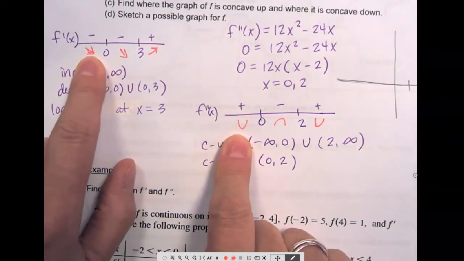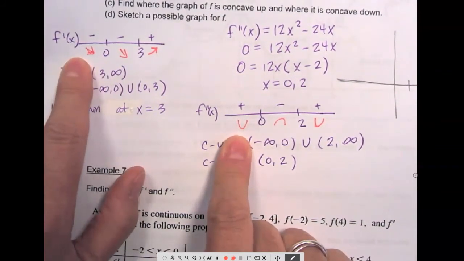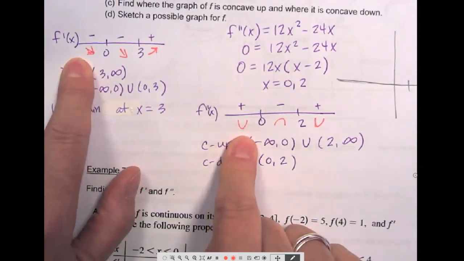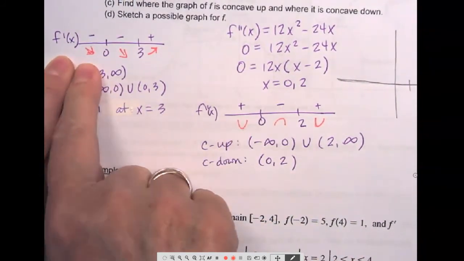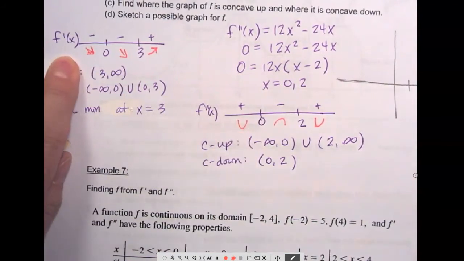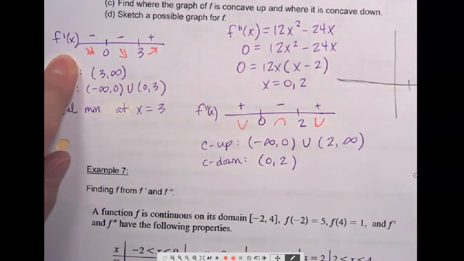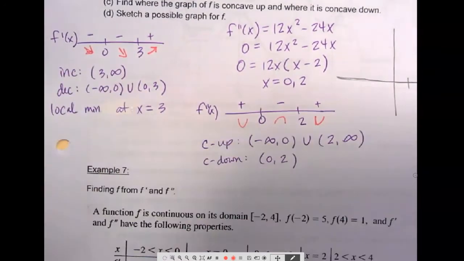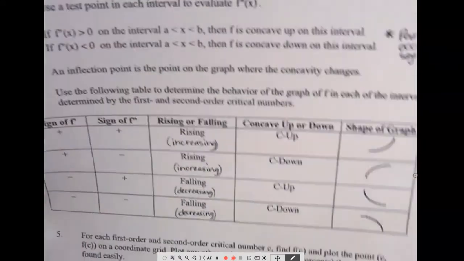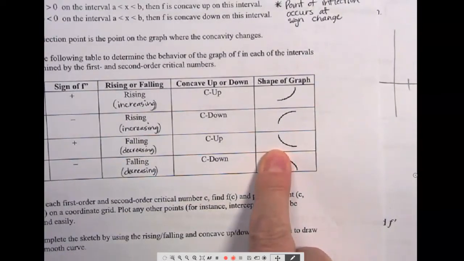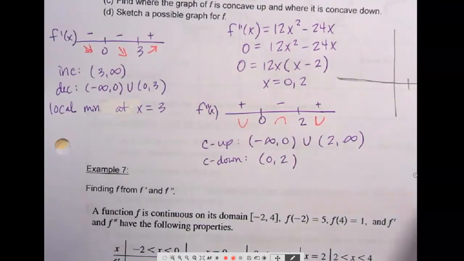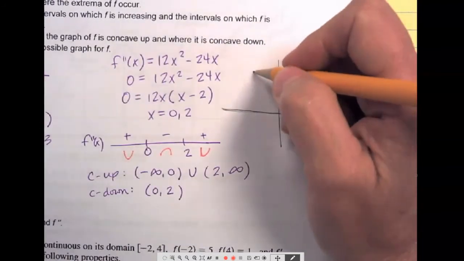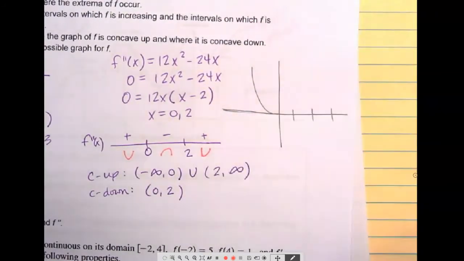To the left of 0, first derivative is negative, second derivative is positive. Decreasing, concave up. Use your cheat sheet if you can't visualize it. If I'm decreasing and concave up, what does my graph look like? That. Okay? So I am coming into, we'll just say the origin, like that.